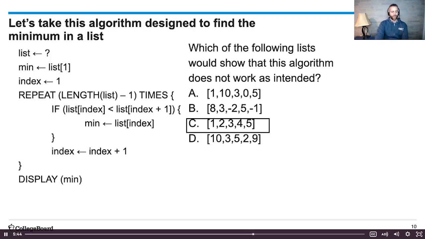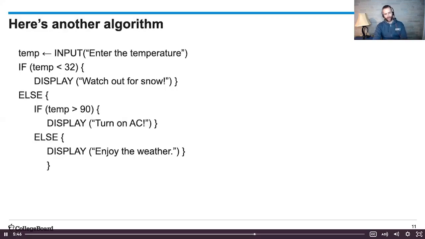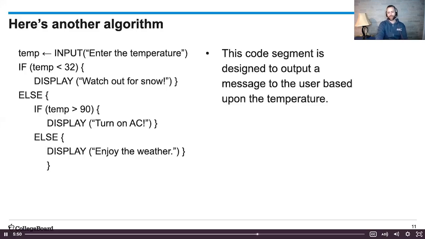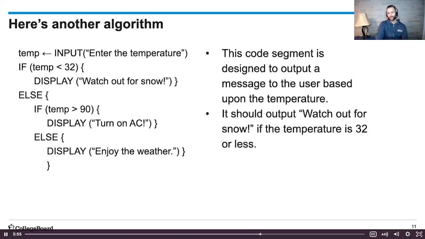All right. So let's try another algorithm. All right. So this one is a little bit easier of an example. This code segment is designed to output a message to the user based upon the temperature. It should output, watch out for snow, if the temperature is 32 degrees or less.